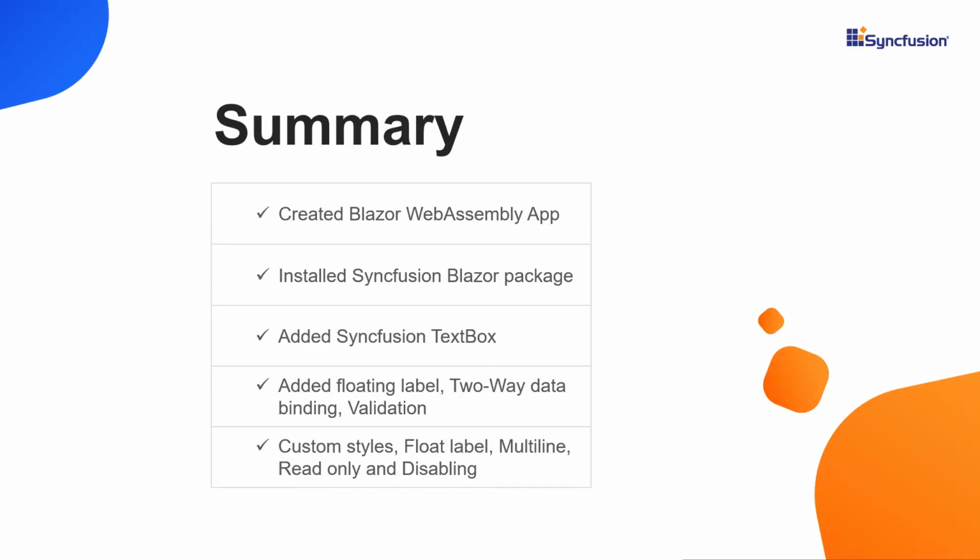Finally, let me summarize the main points. I have explained the steps to create a Blazor application and add the Syncfusion Blazor package. Then I showed you how to add the Syncfusion Blazor text box component to the Blazor WebAssembly application. Finally, I explained how to add features like showing placeholder value, two-way data binding, validation, custom styles, float label, multi-line, read only, and disable the text box.